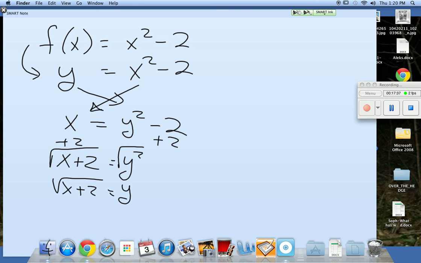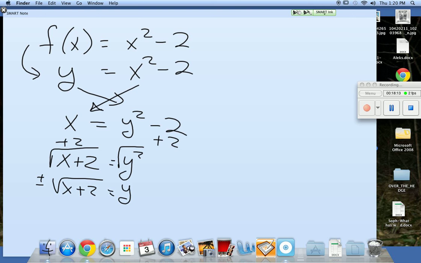Let me ask you something. Is that correct? When I take the square root of something, what am I supposed to have? A positive and a negative, right? Plus or minus. Whether they do this in the book or not, I don't care. But that would be the correct answer: plus or minus the square root of x plus 2.